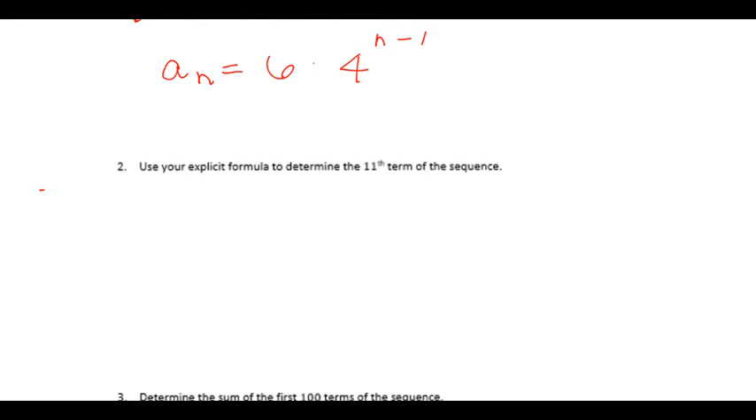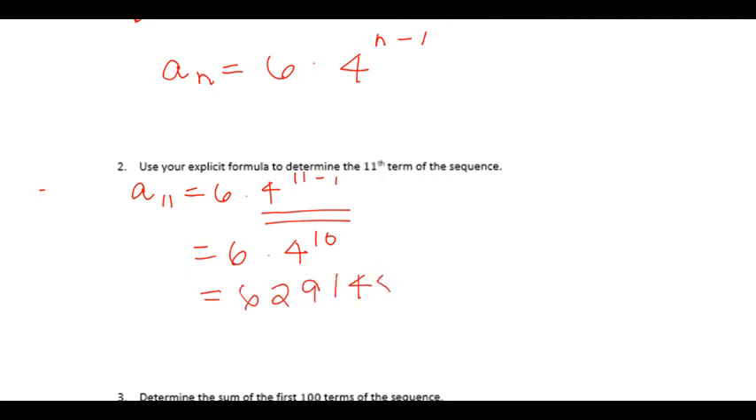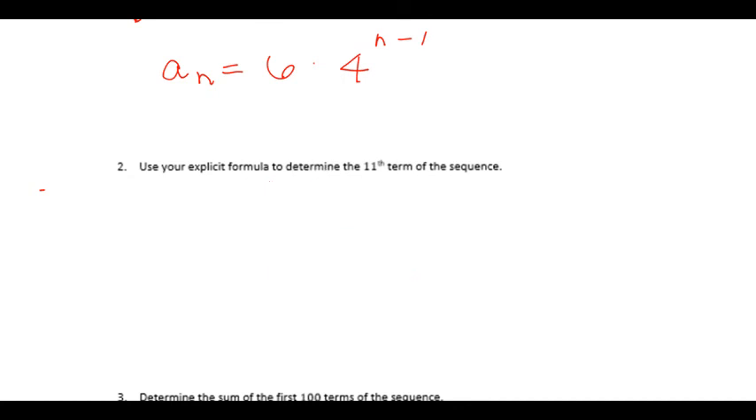Which takes me right to number 2. Number 2 is asking to determine the 11th term of the sequence. So that means that I want to find a sub 11, which is equal to 6 times 4 to the n minus 1, so the 11th term that I'm looking for, minus 1. So basically, this means that I'm using that ratio 4 ten times, one less than the term number. So 6 times 4 to the 10th power, which is 6,291,456.